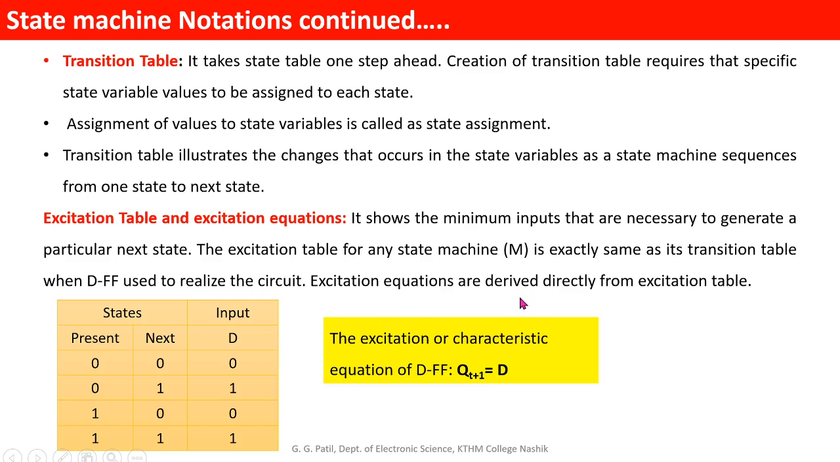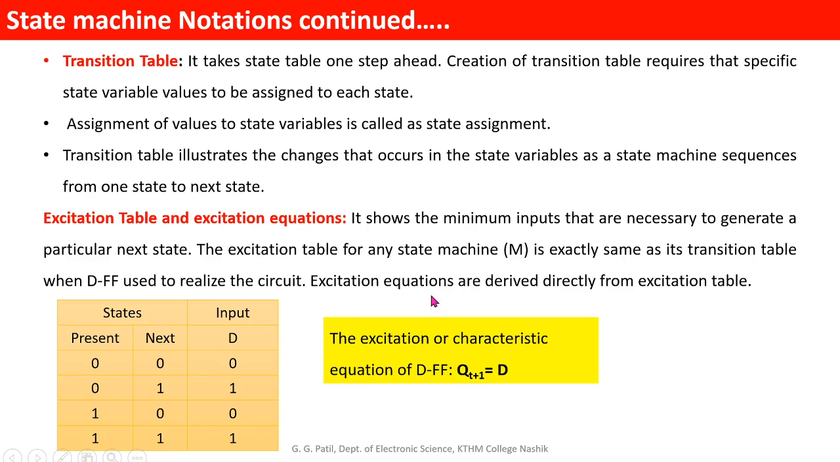The excitation equations are derived directly from the excitation table. Here the table for D flip-flop is given, with present state, next state and input D. Now, if the present state is 0 and input D is 0, next state is 0. Again, if the present state is 0 and input D is 1, the next state is 1. Present state is 1 and input is 0, next state is 0. If the present state is 1, input is 1, next state is 1.